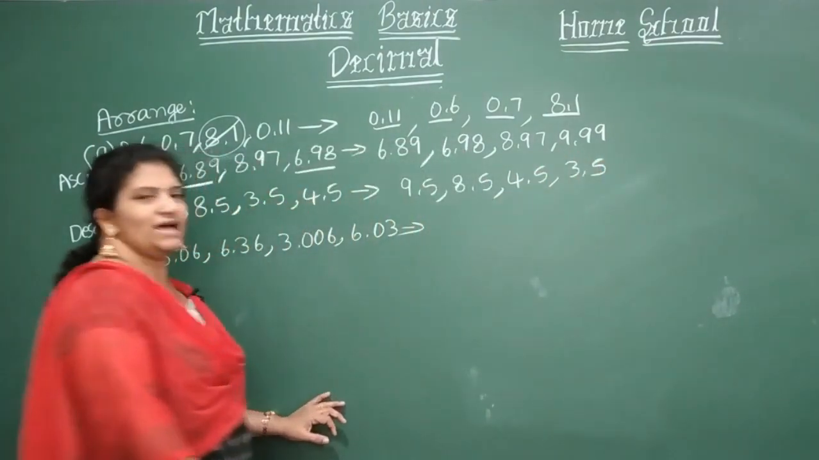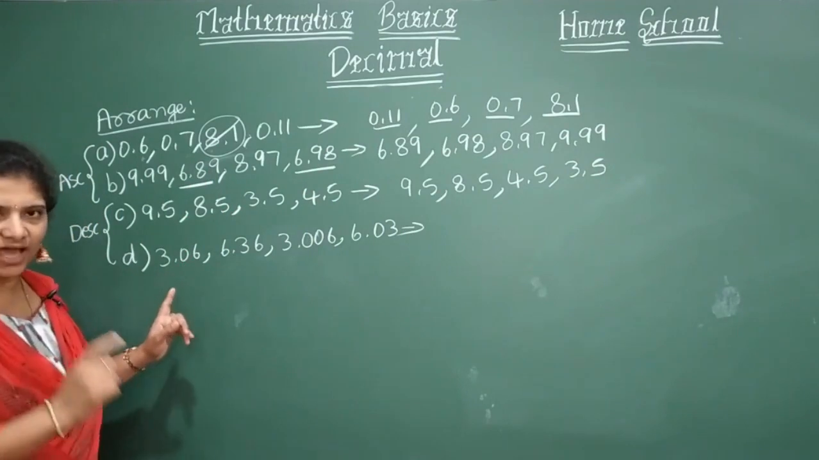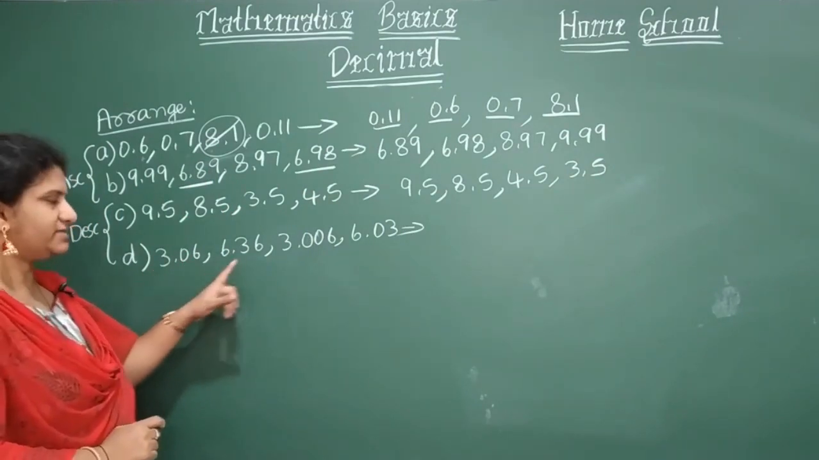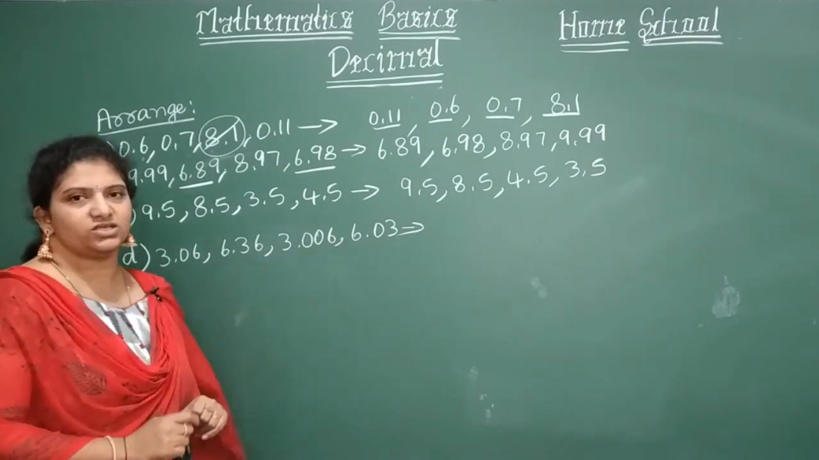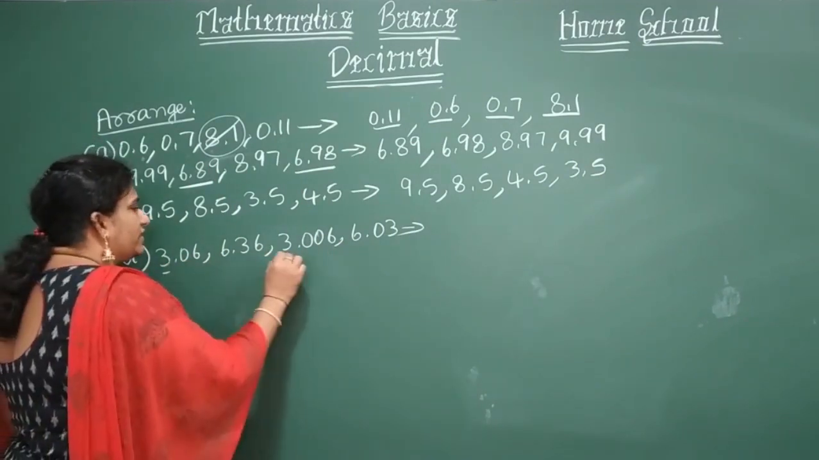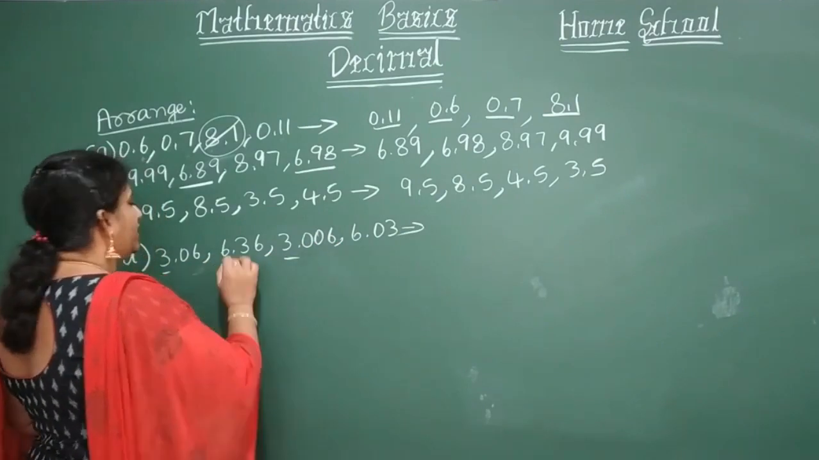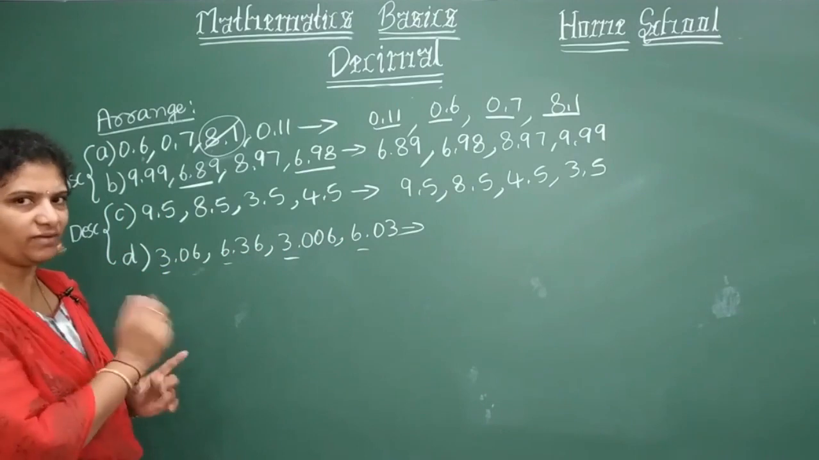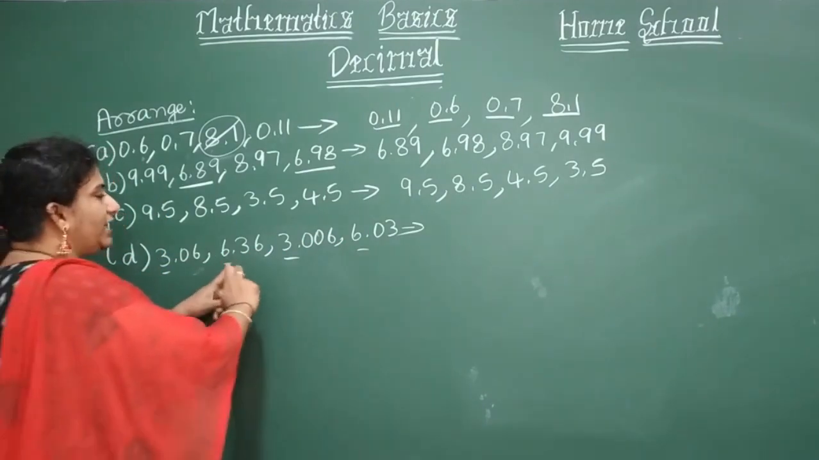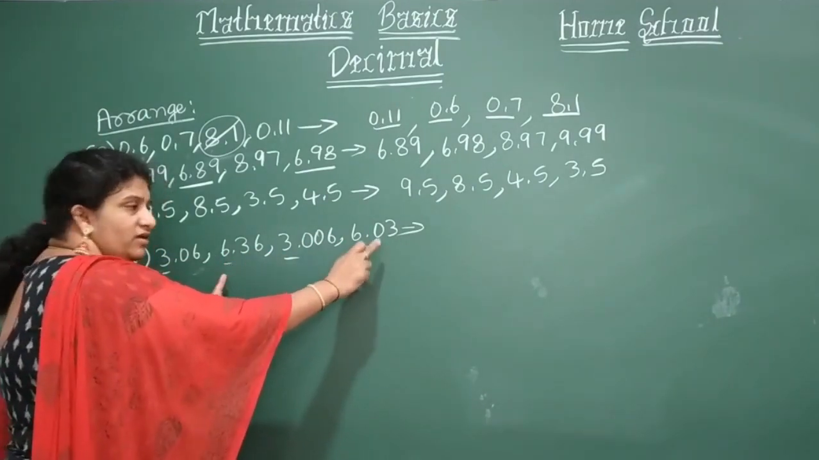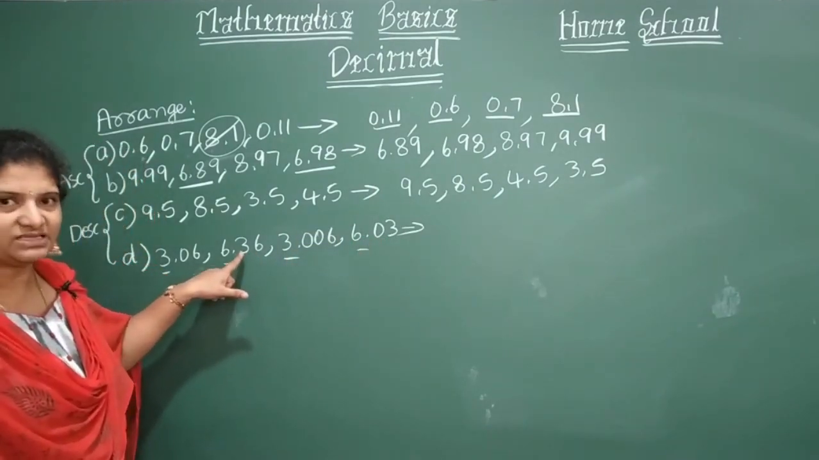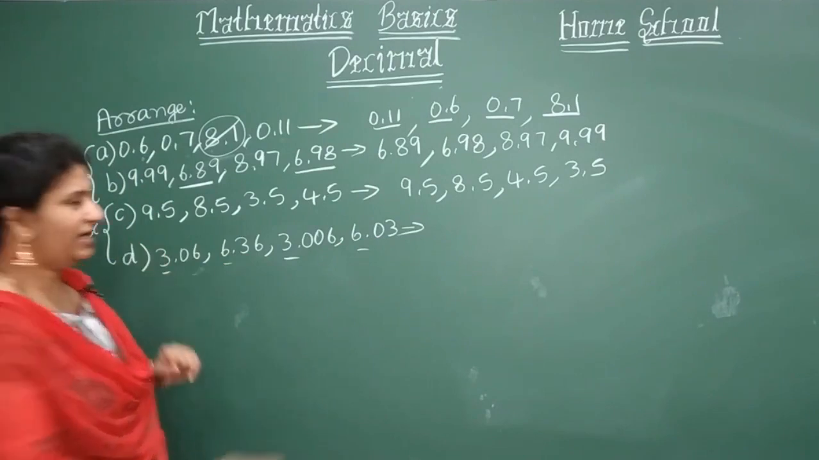Okay. So last problem here. Now observe the whole numbers. 3, 6, 3, 6. Two numbers with 3 and two decimals with 6 you have here, right? Which is greater? 6 will be greater automatically. But in these two, which is greater? Observe the 10th position here. Yes, 3. This is greater, right?